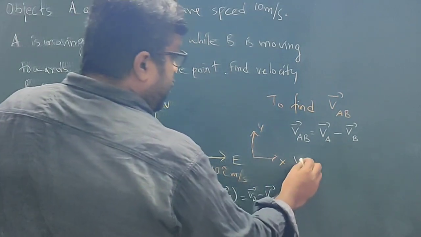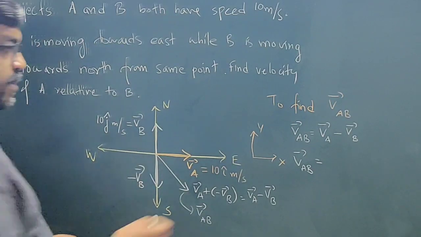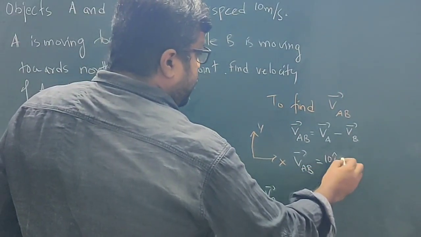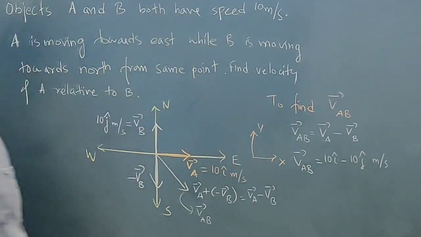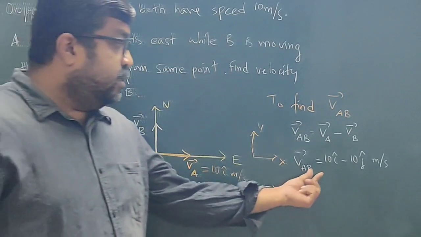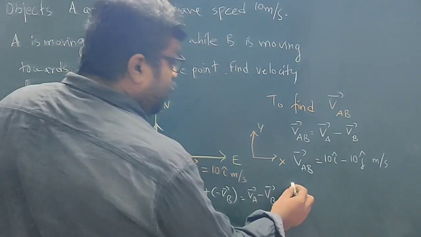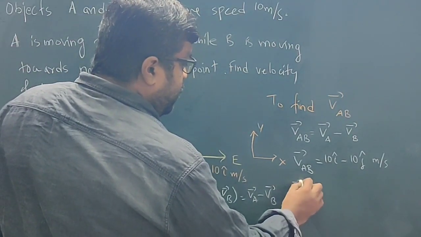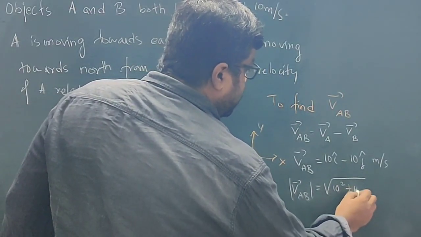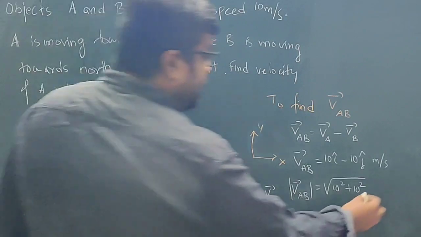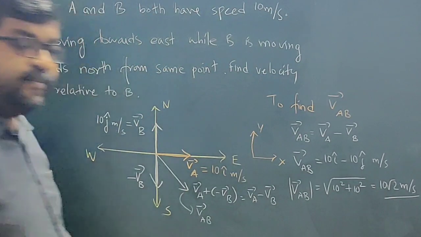So VAB will be equal to, what is VA? VA is 10 i cap. So 10 i cap minus 10 j cap meter per second. This is the velocity. And what will be the magnitude of velocity? VAB magnitude will be square root of 10 square plus 10 square. So that is equal to how much? 10 root 2 meter per second.